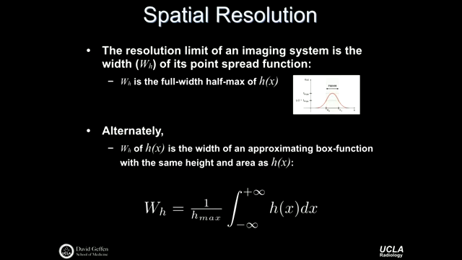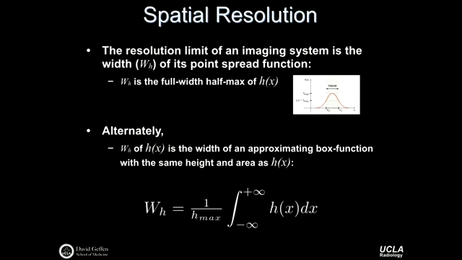The resolution limit of an imaging system is usually characterized by some width, and it can be the width of the point spread function. The point spread function itself is going to be some function. Maybe it's Gaussian, maybe it's Poisson, maybe it's a box function, whatever. And one thing that you could measure would be the full width half max. So if you had measured or characterized your point spread function, you could tell other people the behavior of your imaging system by reporting to them the full width half max of the underlying point spread function.